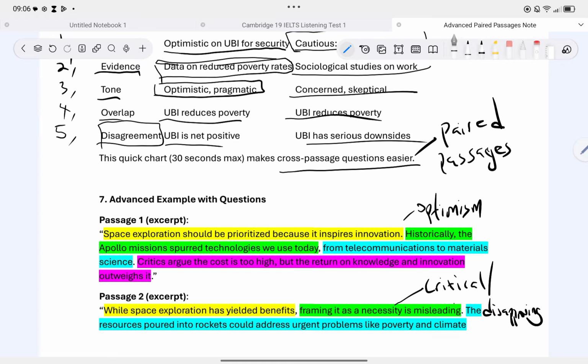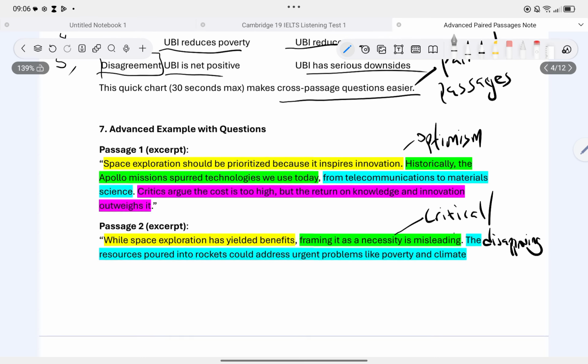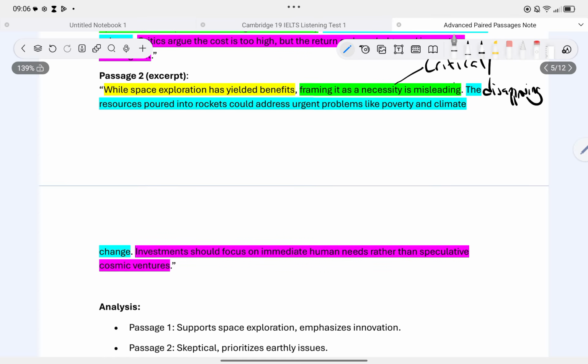And they both disagree. One says the cost is too high, but the return on knowledge and innovation outweighs it. So one says yes, it is expensive, but the benefit is more. The other one says it is too expensive, or the resources are being misused. It should be used for more urgent problems. I feel like I agree more with passage two, but my opinion is not necessarily the general consensus. So investment should focus on immediate human needs rather than speculative cosmic ventures.